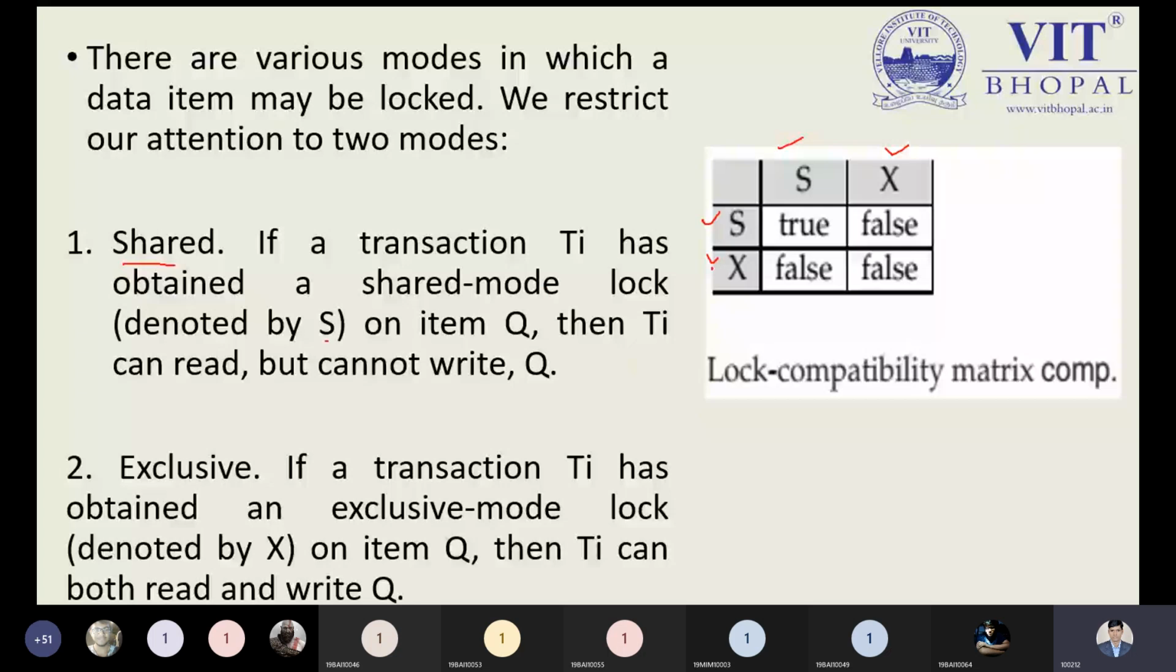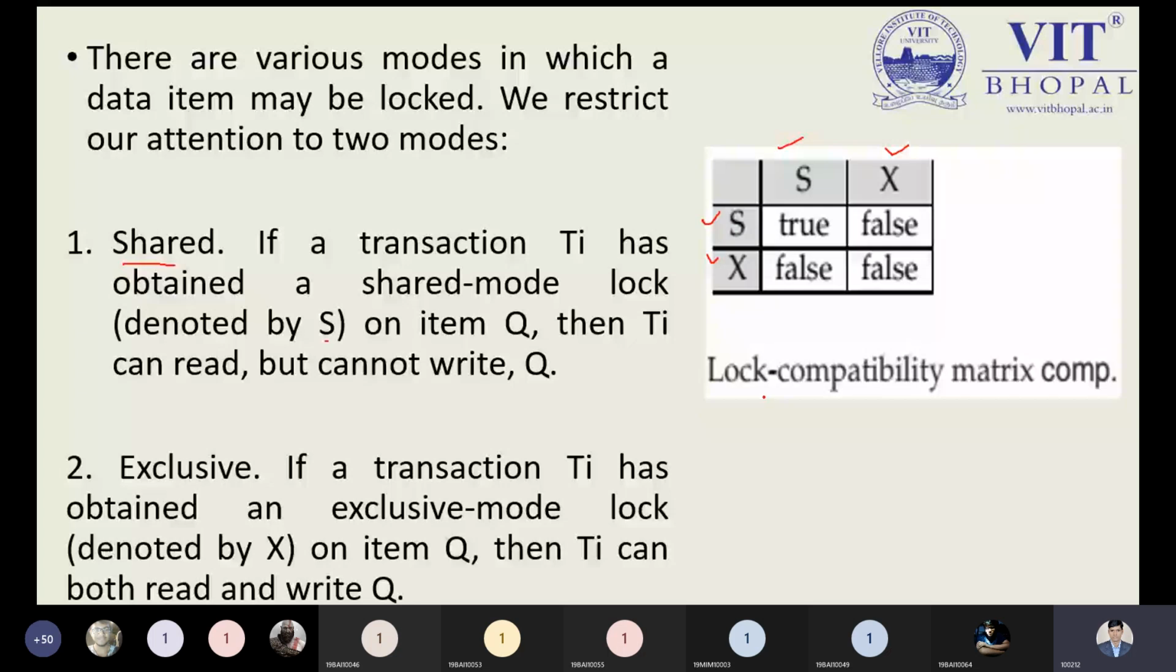You can see over here in the shared mode, suppose we have transaction T1 and transaction T2. If both transactions hold the shared mode, then we can read, so there will be no issue. So it is true. But if one transaction has the exclusive mode and the other has the shared mode, then it will be false. This is known as the lock compatibility matrix.